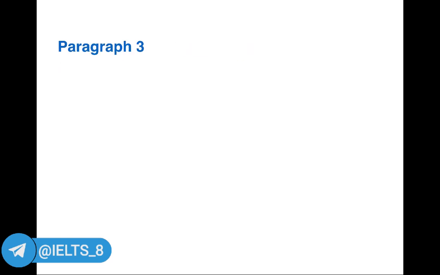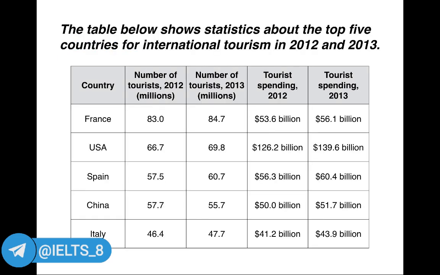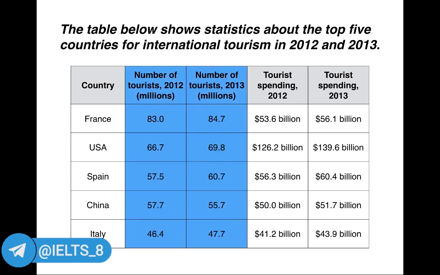We'll start with paragraph 3, and we need to look at the table to decide what to mention in this paragraph. So here's the table again, and I've just chosen to mention the numbers of tourists in this paragraph. I won't be able to describe all of those numbers because there's too many, but I'll get some of them in this paragraph, and I'll certainly start with the highest, which is France, and then I'll try and mention some of the others. Let's see which ones I did mention in my paragraph.